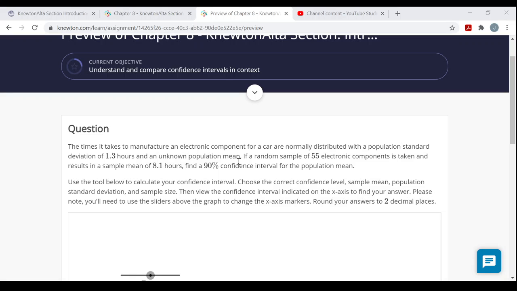All right, so here, if a random sample of 55 electronic components is taken and results in a sample mean of 8.1 hours, this is your point estimate, your x bar. Find a 90% confidence interval for the population mean.